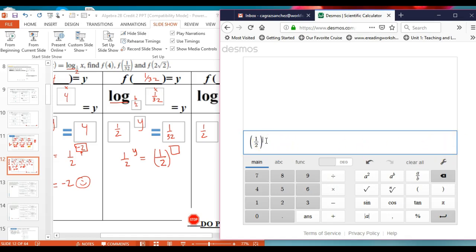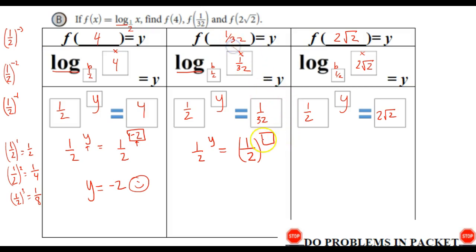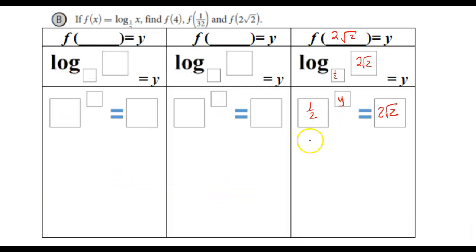So let's try to the 5th power. That is 1 over 32, so 1/2 to the 5th power would be 1 over 32, which means that y is equal to 5. We can write this as 1/2 to the y power equals 2 rad 2.